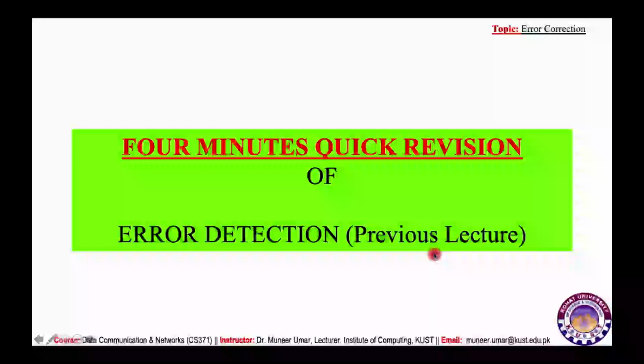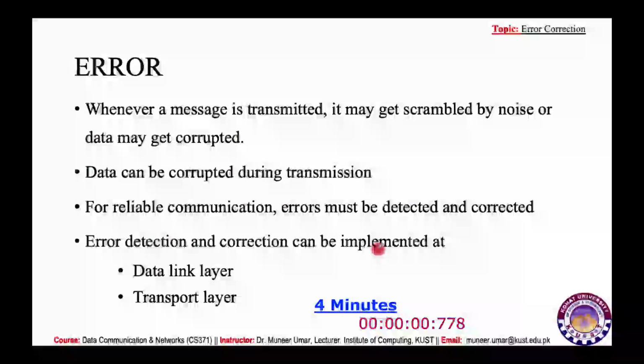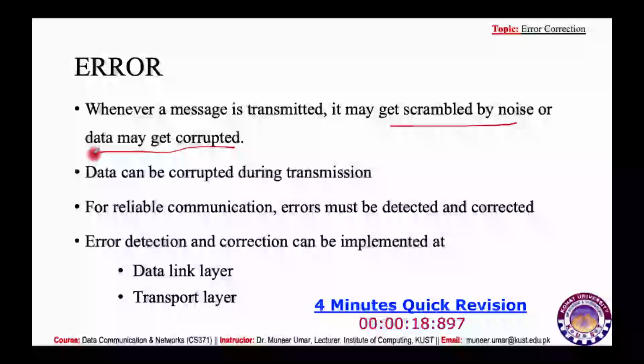Now we are going to have a quick revision of error detection, which we studied in our previous lecture. First, error. It is obvious that the transmission medium is not perfect. So whenever we transmit data, that data may get scrambled or may interact with noise. So there might be some impairments. The data transmitted by the sender might get corrupted, and at the receiving end, the data might be different from what was sent. That is referred to as an error.